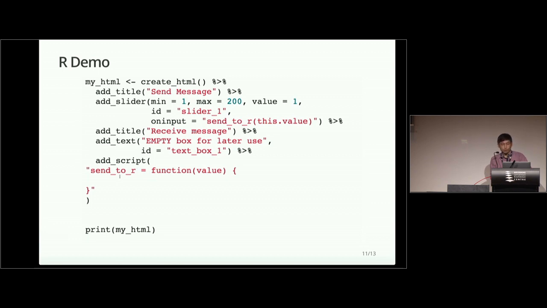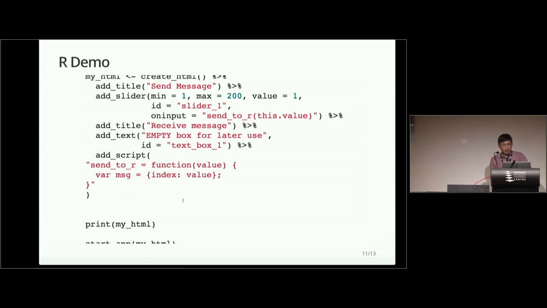Okay, and then I add this JavaScript. I have to define what I mean by send to R, so I define these functions. First I construct a JavaScript list. In R style, you would do, say, a list index equal to value. That's how you construct a list in R. So there's very little syntactic difference. For our message, it's an index colon value. Put a curly bracket there.